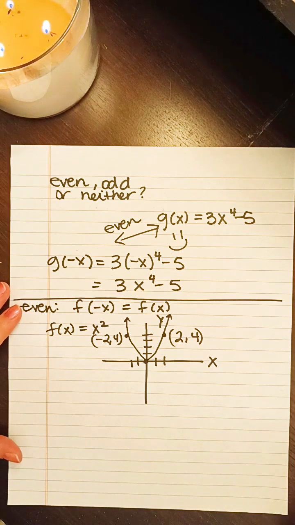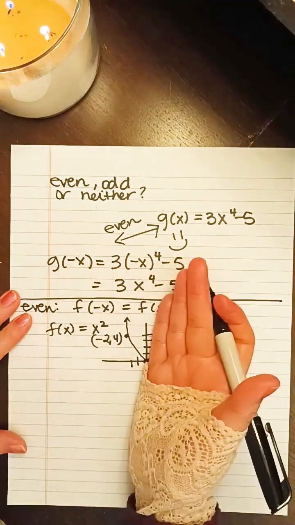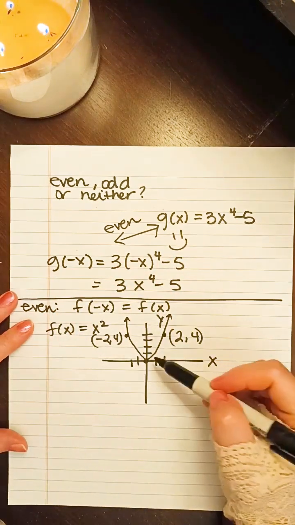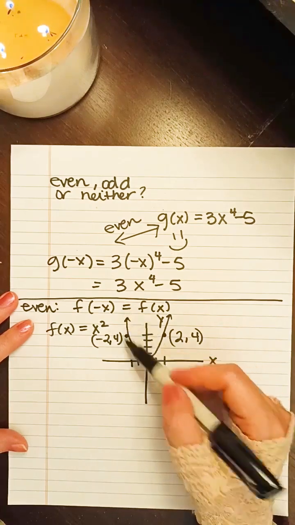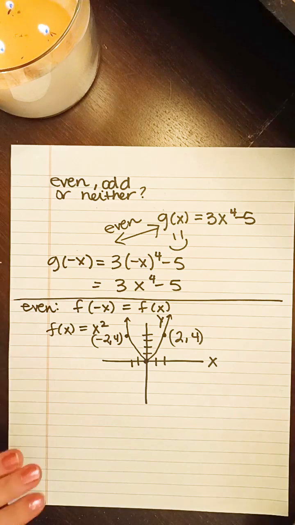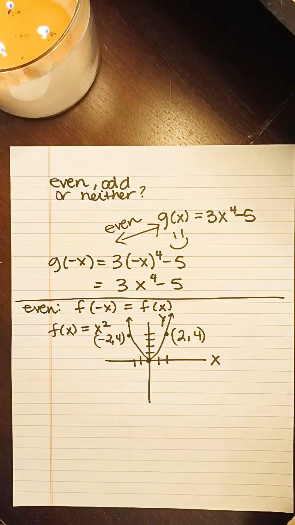That means it's symmetric with respect to the y-axis. Meaning if I were to fold this paper about the y-axis, this side of the graph would lay directly on this side of the graph. All the points on this side of the graph would lay directly on this side of the graph.